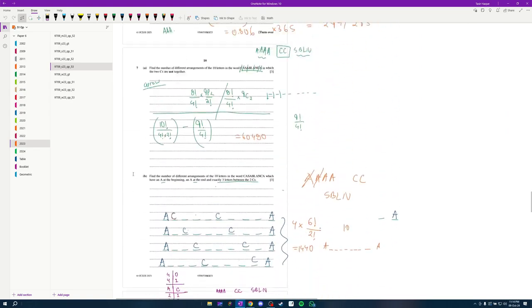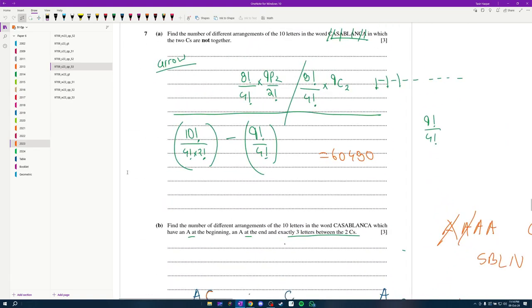So, Casablanca. Find the number of different arrangements of the 10 letters in the word Casablanca in which the 2 C's are not together. Okay, so they're not next to each other, basically. So we're going to ignore them.